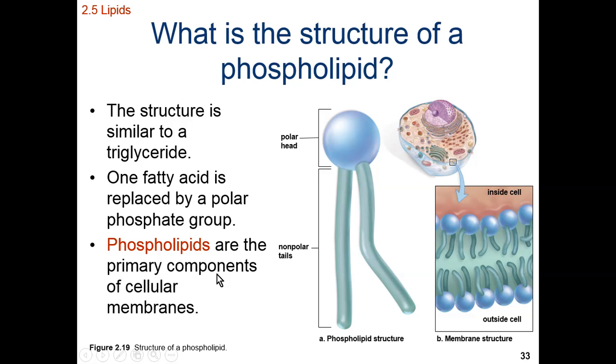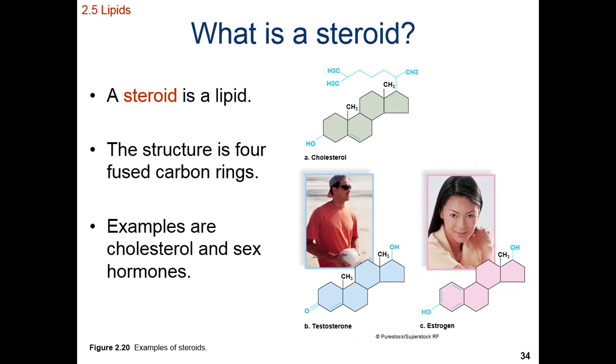Because of this dual nature of the phospholipids, the polar and nonpolar regions of the phospholipid are capable of spontaneously forming membranes, and are used to form the membranes on the outside of our cells and the inside of our cells. And then finally we have steroids.